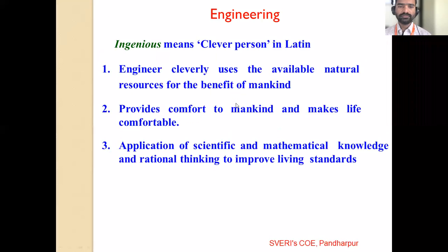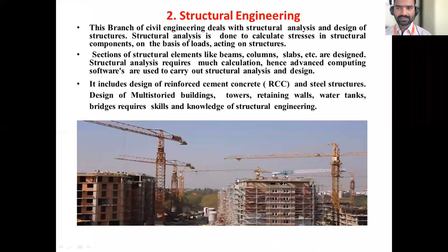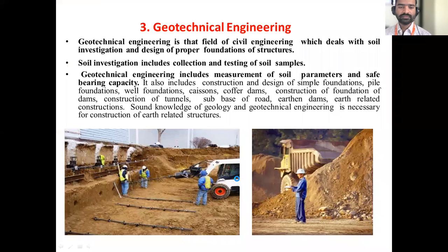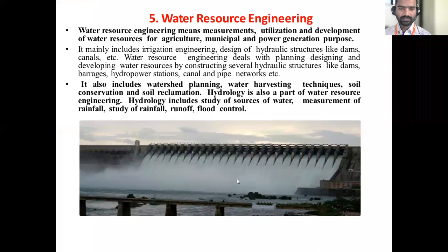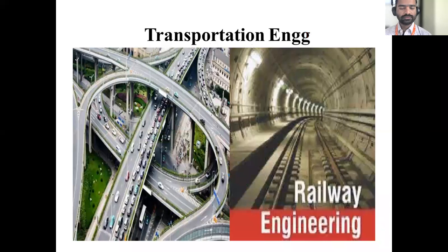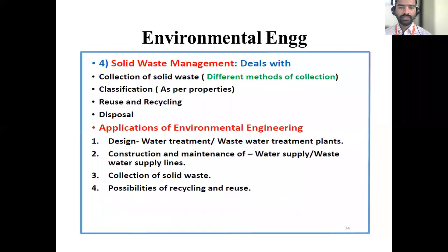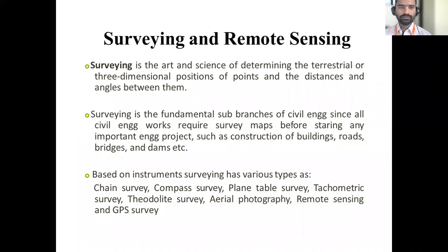Can anybody tell me how roads are classified? National highways. State highways. Major district roads. Other district roads. Village roads. Okay, so that is all.